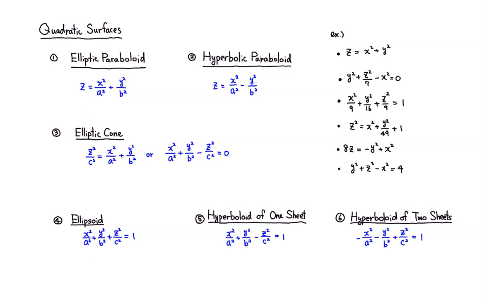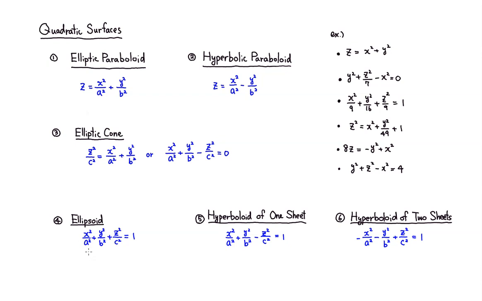And here, if you put all the terms on one side, and all the variables have a square in it, and the right hand side becomes 0, then it is called the elliptic cone. And if the right hand side is non-zero, then this is going to be one of these three. It's actually pretty easy to detect.